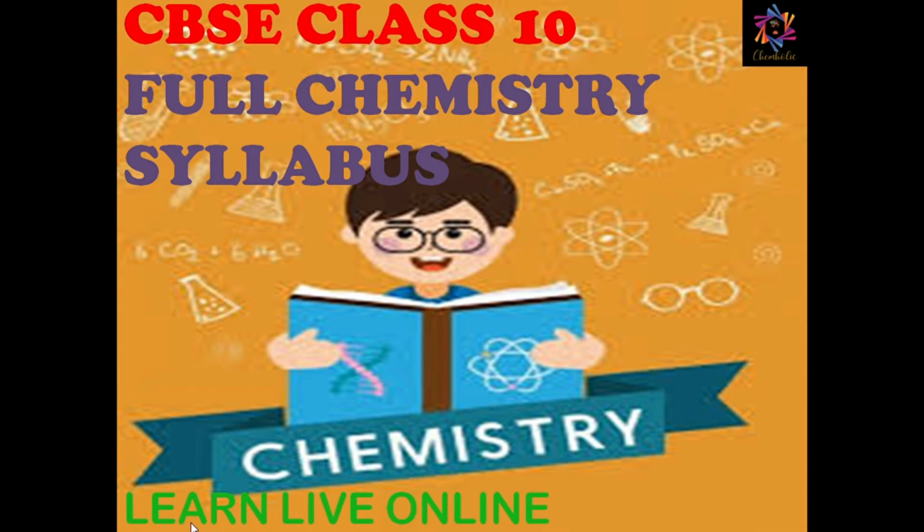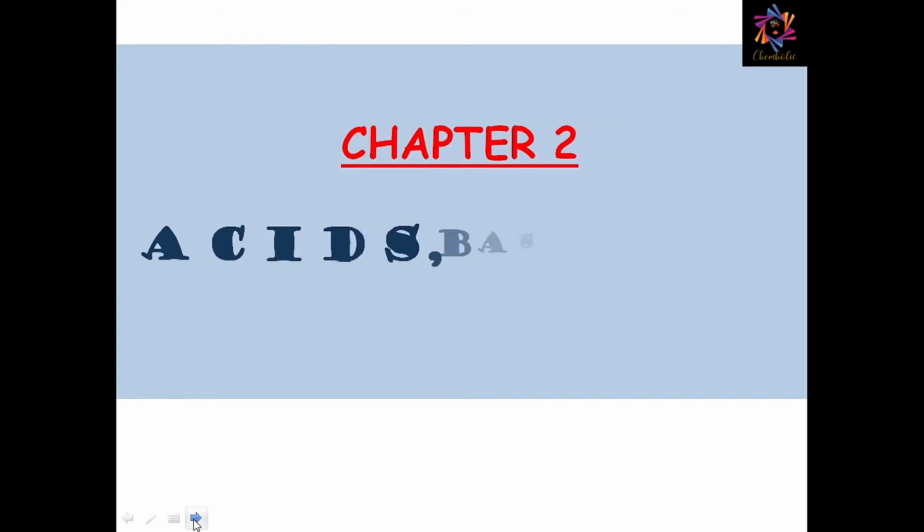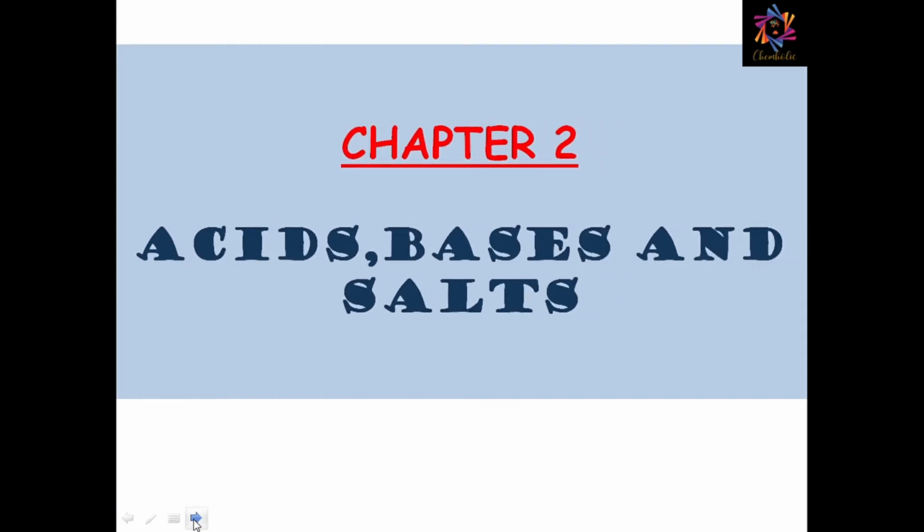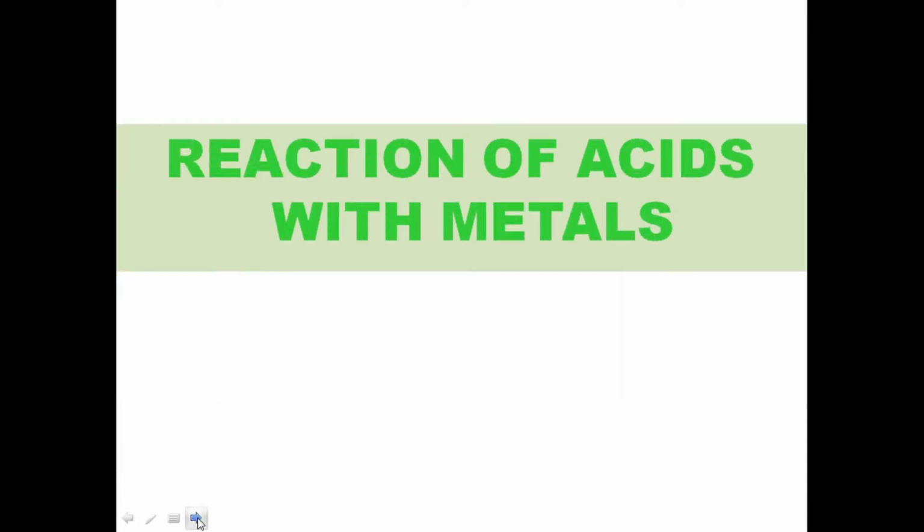So guys, let's start with our chapter acids, bases and salts. Previously we finished with all types of indicators and now we are moving ahead with the reaction of acids with metals. Let's try and understand with a simple experiment.